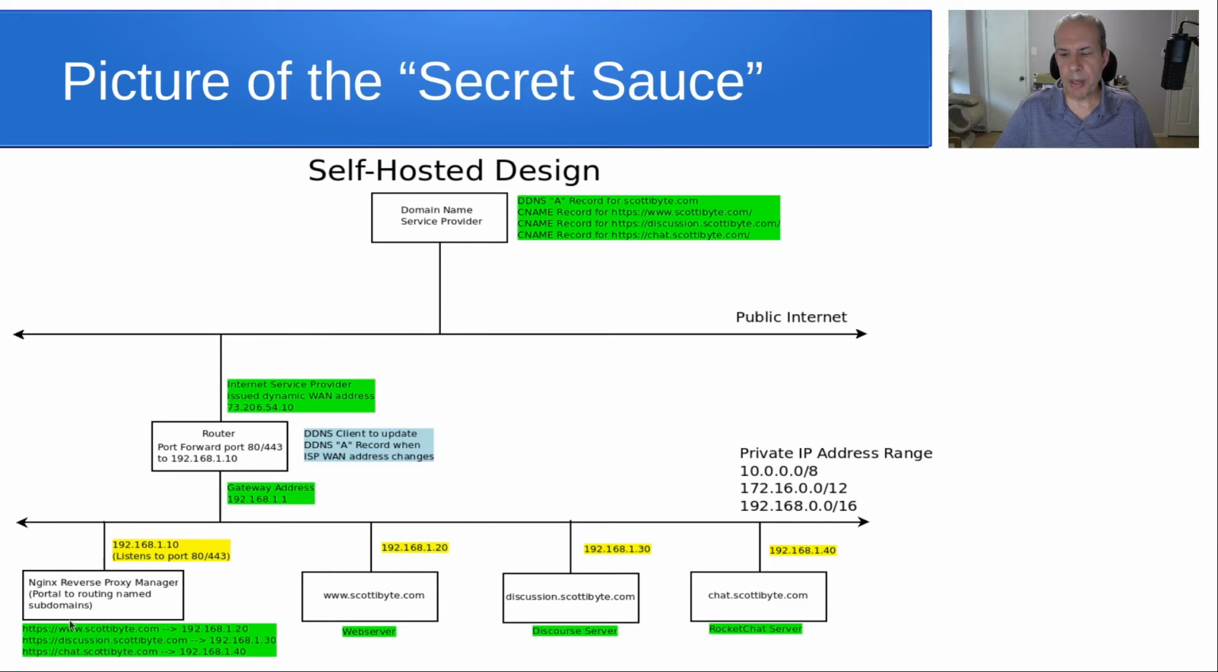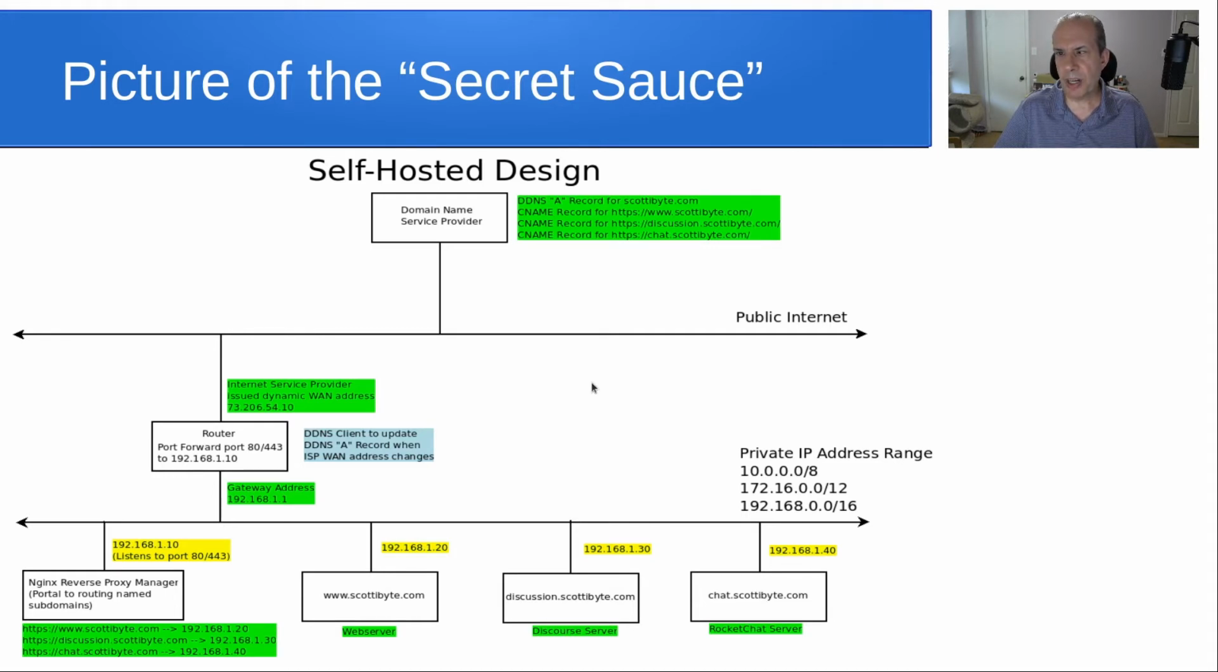Likewise, the same thing, if it sees the incoming request for discussion.Scotti-BYTE.com, in this case, it might go for address 30, which might be this other node on your local network. And if they come to the rocket chat at chat.Scotti-BYTE.com, it's going to go to this .40 address and go to that server. And you can have lots of others. On my network, I have literally dozens of services that are accessible.